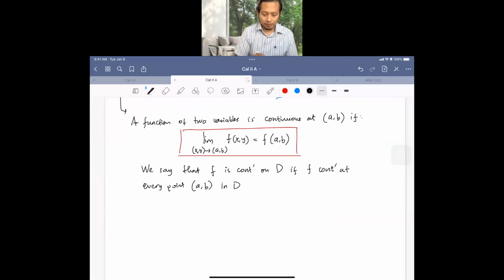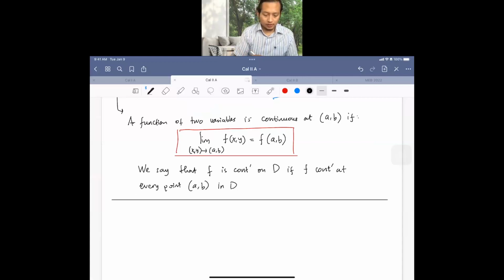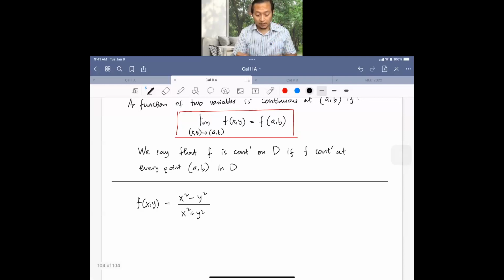Okay, so for example, if we look back at the limit before, we have the function (x squared minus y squared) over (x squared plus y squared). We have this function here. Now we know that this limit doesn't exist, right? The limit doesn't exist for this function.